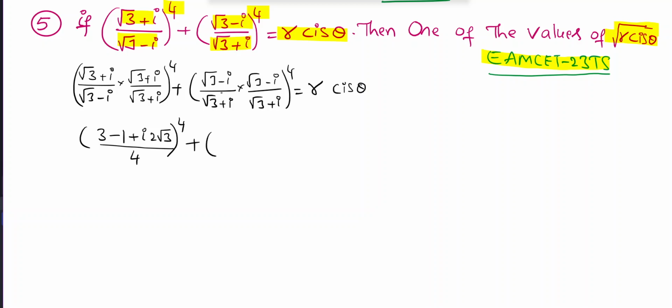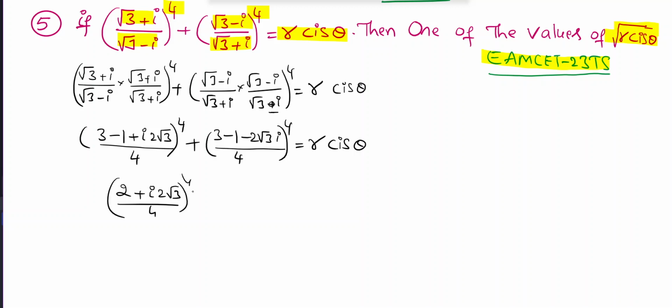Plus the second term: (√3 − i) into (√3 − i) is (√3 − i) whole square, that is 3 + i², which is −1, minus 2√3 i, over (√3 + i)(√3 − i), that is 3 − i², which is 3 + 1 = 4, to the power of 4. This is equal to r cis θ. So 3 − 1 is 2, (2 + 2√3 i)/4 whole to the power of 4, plus (2 − 2√3 i)/4 whole to the power of 4.